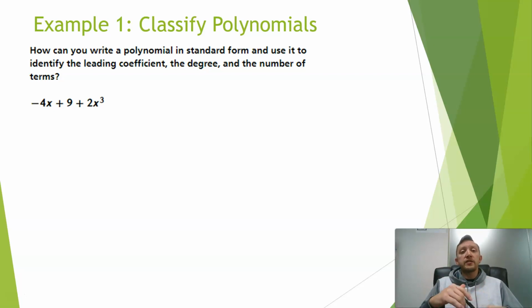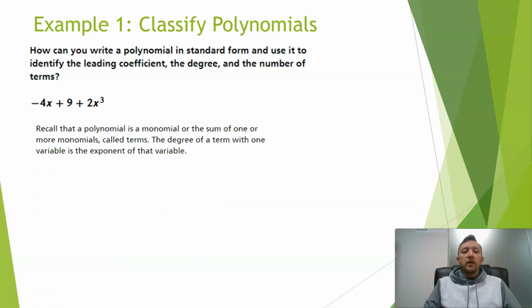So first off, it says here in this example, how can you write a polynomial in standard form and use it to identify the leading coefficient, the degree, and the number of terms? So recall that a polynomial is a monomial, or the sum of one or more monomials, called terms. The degree of a term with one variable is the exponent of that variable. Okay, so that's just referring to identifying what a polynomial is. So basically a polynomial is made up of a bunch of monomials. Monomials is just where we have one term.